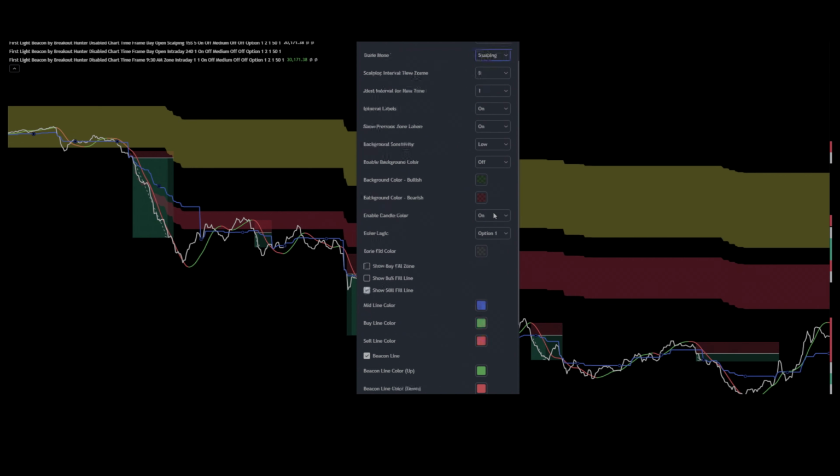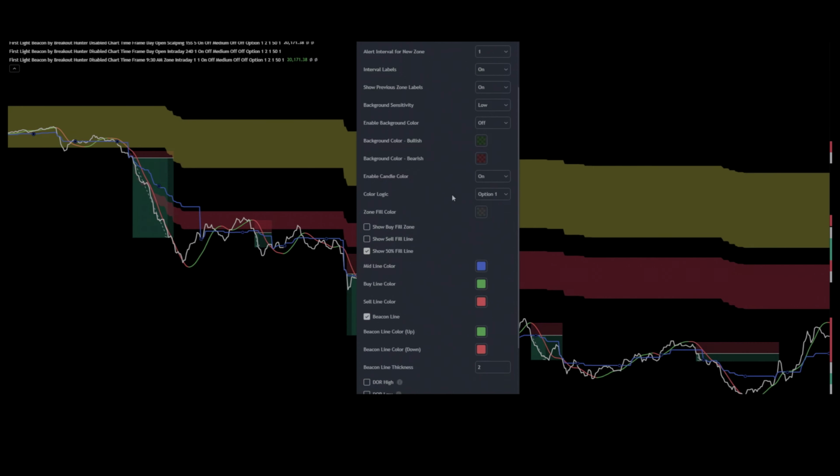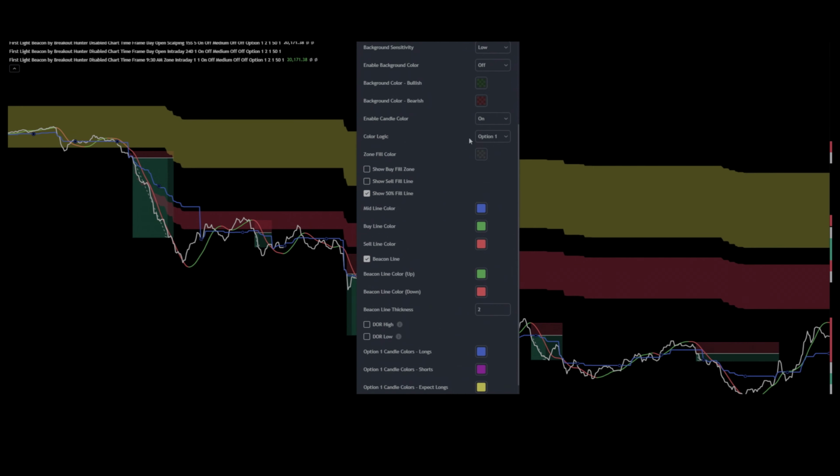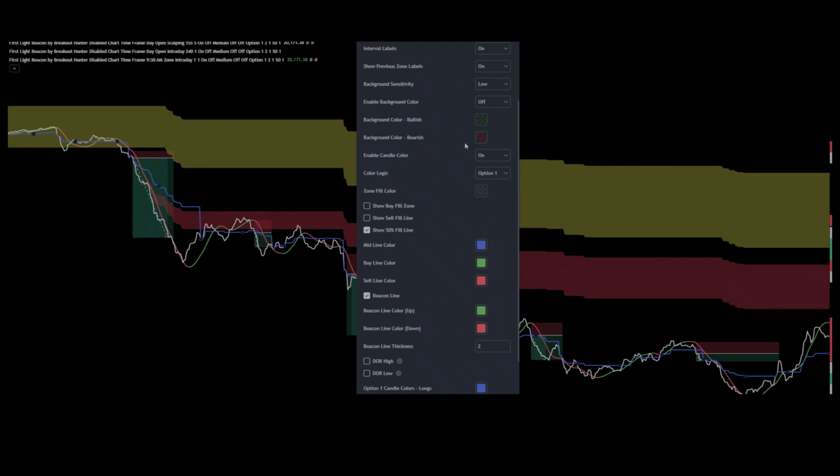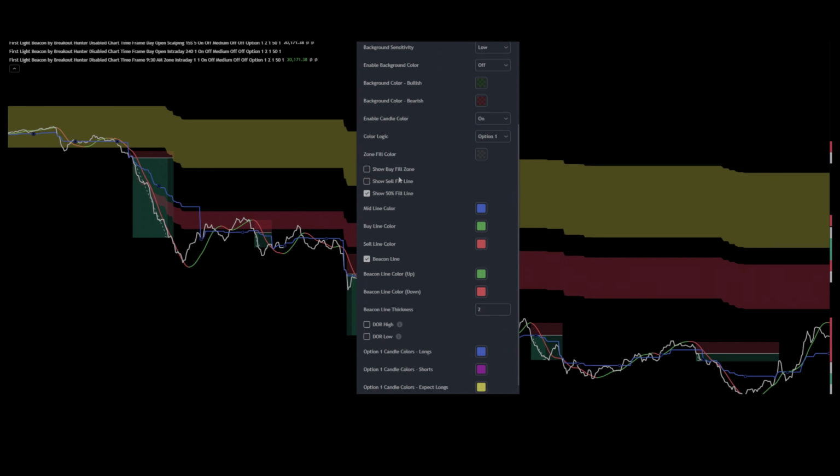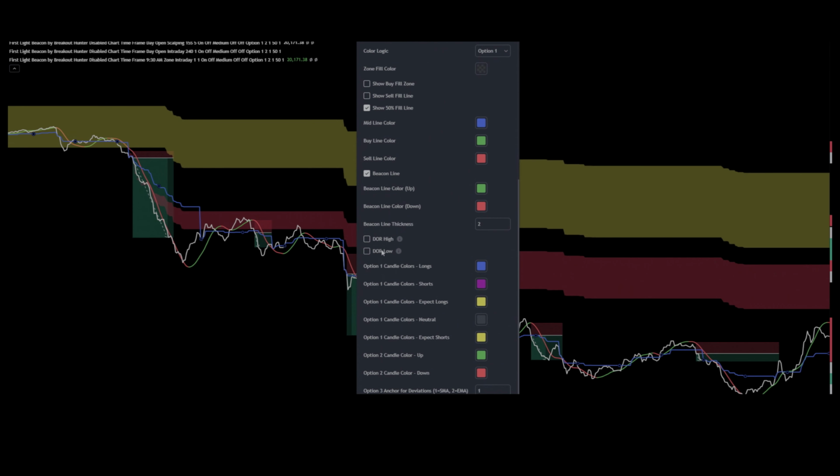I don't have background on. I'm not using the background. And I have color. It doesn't matter about the candles because we're hiding the candles. So basically, a 5 minute zone, and then we don't have our fills showed. Okay, so you have those turned off, and then DOR is turned off, and that's it for that one.